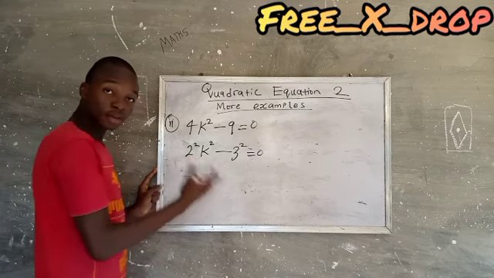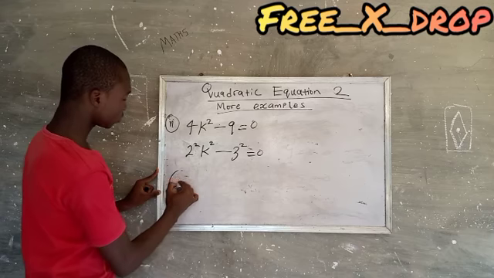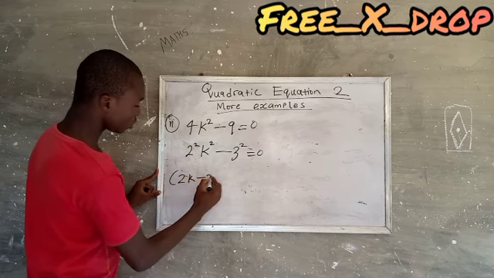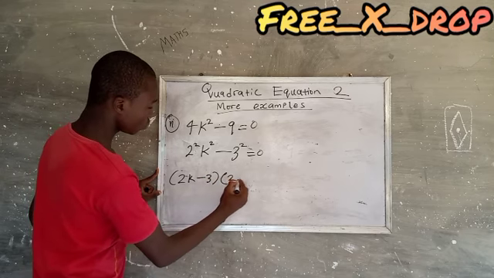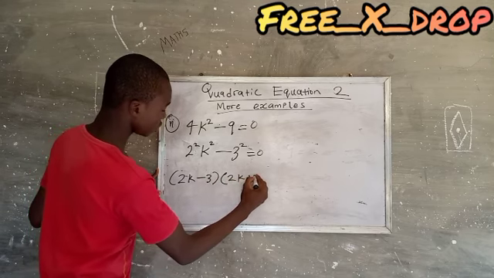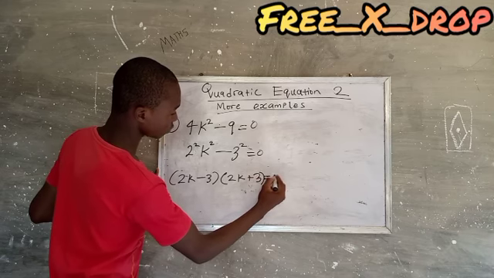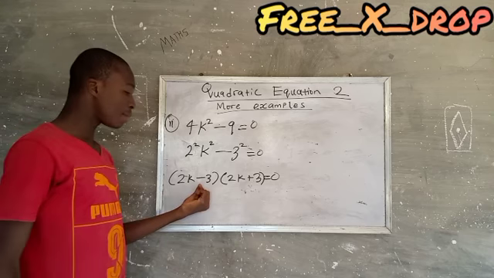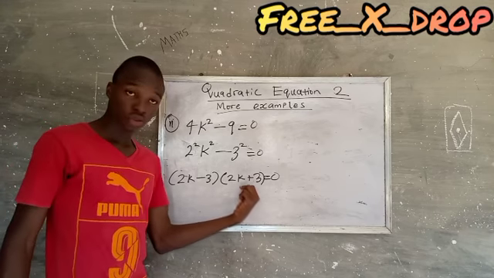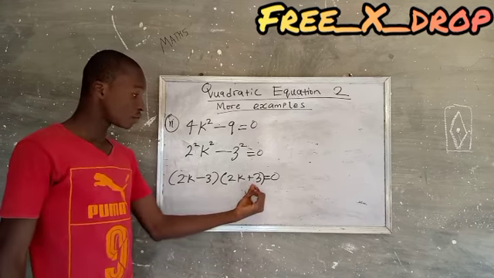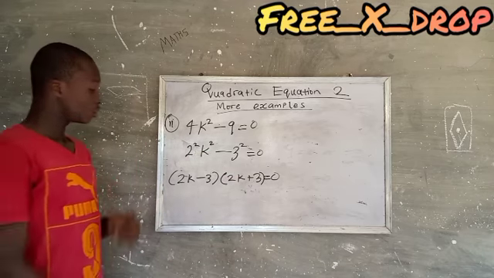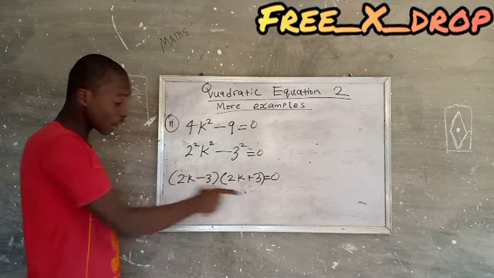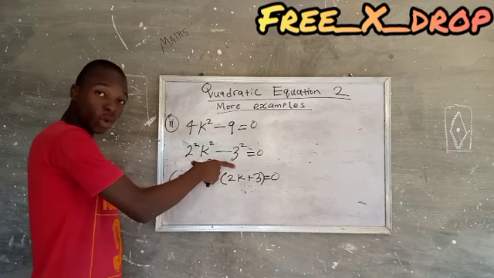Now, your difference of two squares, you have something like this: 2k minus 3, 2k plus 3. I told you this is how you write it. One of the brackets you take minus, one of the brackets you take plus. That is what you have here. Don't write square on it, no longer write square on it. This is how to factorize with the difference of two squares.